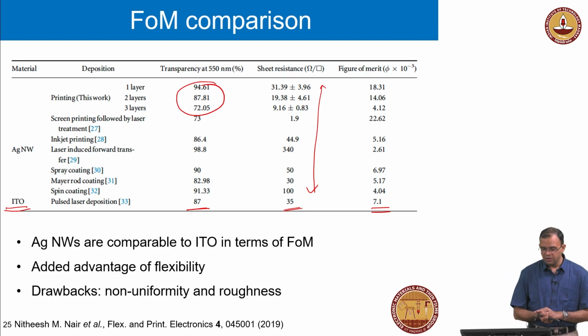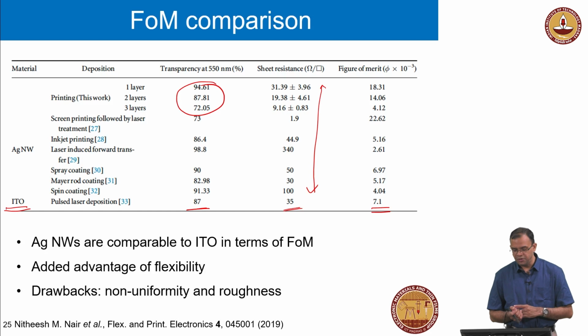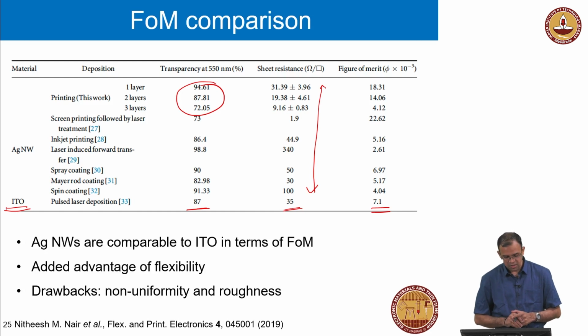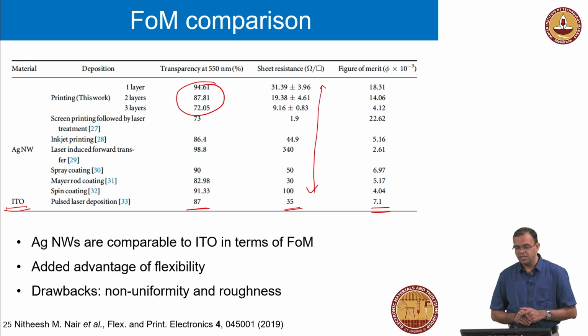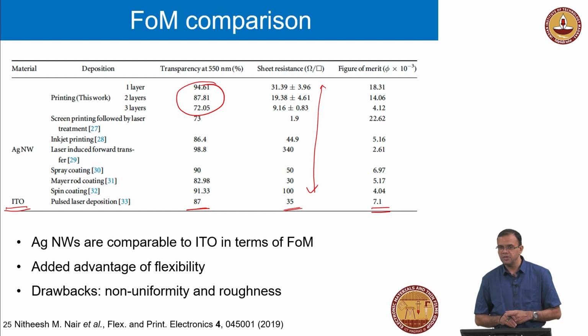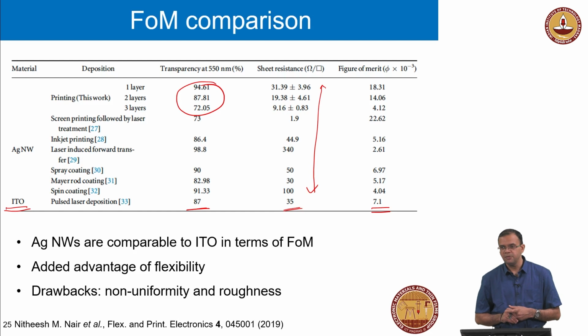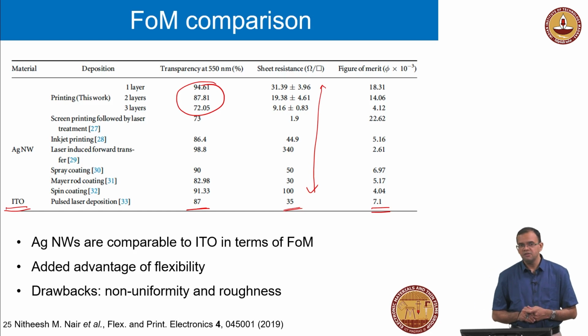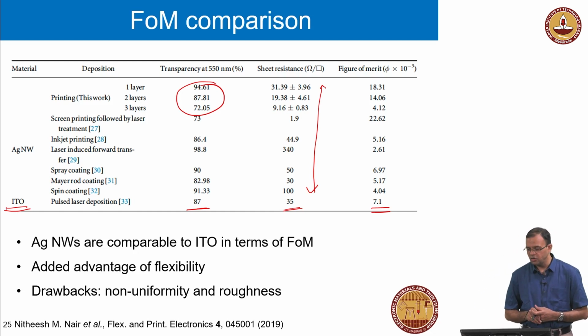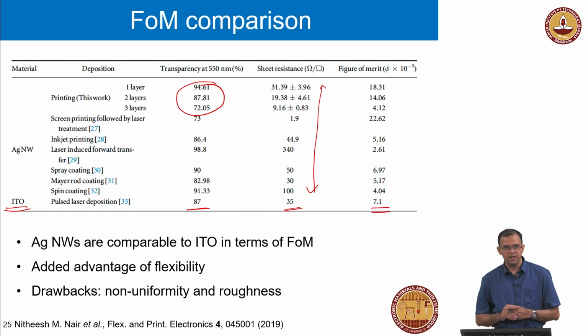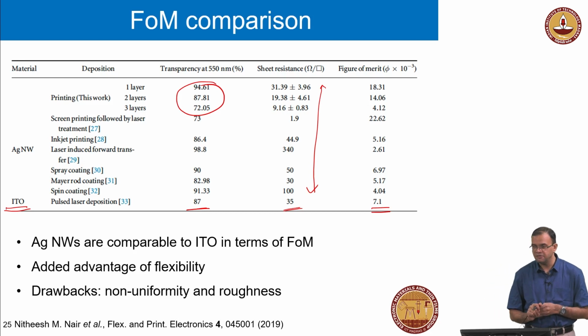So silver nanowires are comparable to ITO in terms of figure of merit. They have an added advantage in the sense that they are flexible. So if I were to drop an ITO film, it would break simply because ITO is brittle. Silver being a metal, that's not going to happen. In fact, we have done experiments where we have bent the silver, twisted it, and nothing really happens. The device works really well.